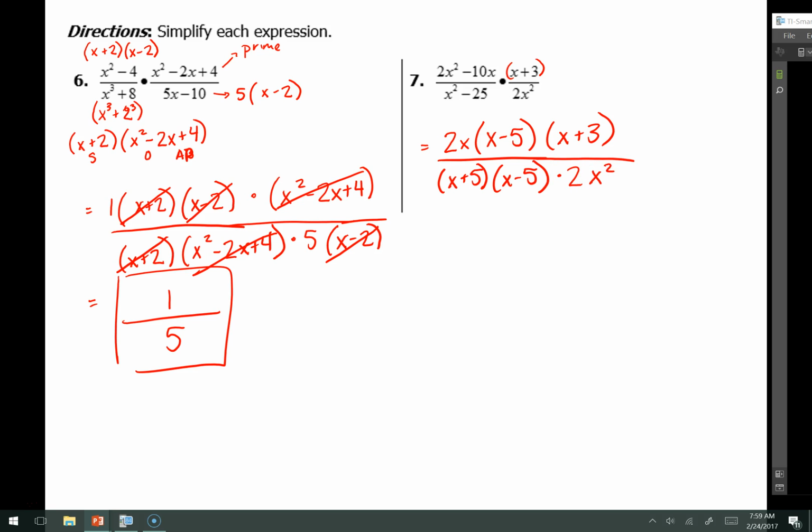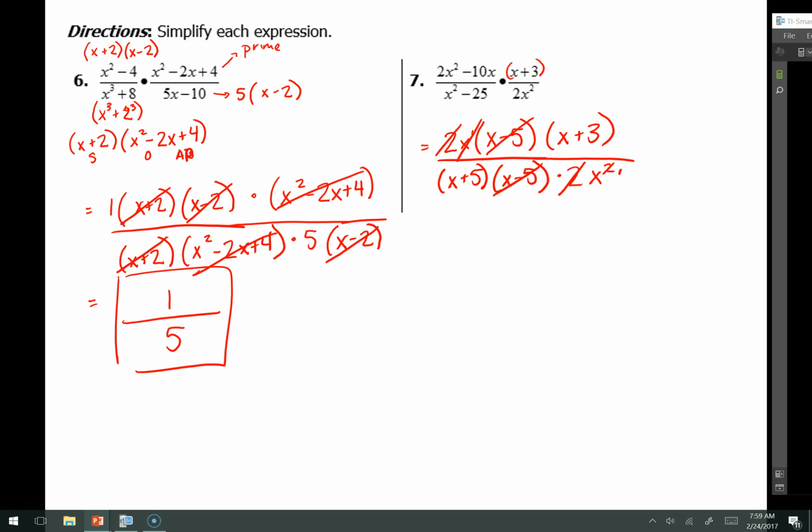Okay, so we're looking to see what divides out. I have a 2 in the numerator and the denominator, so those divide out. I have an x to the first power up top and x squared in the bottom, so the x to the first power is going to divide out one of the x's and leave one more down in the denominator.